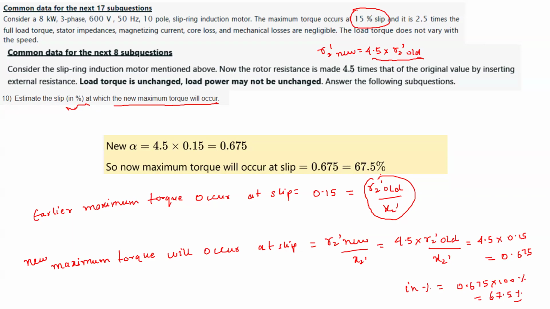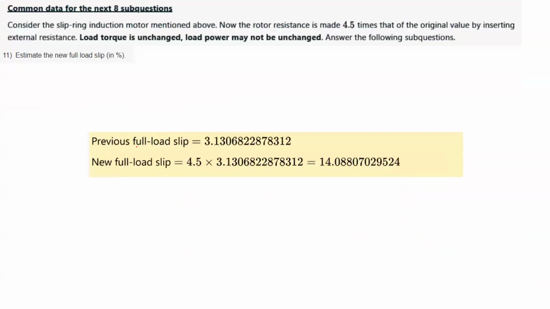You just have to remember that this many times it has increased from the earlier value, so just multiply this with the previous slip. Now moving to the next question. We have to estimate the new full load slip. You can do it in two ways. They are saying that the load torque is unchanged. Load torque is unchanged means TE full load is unchanged.